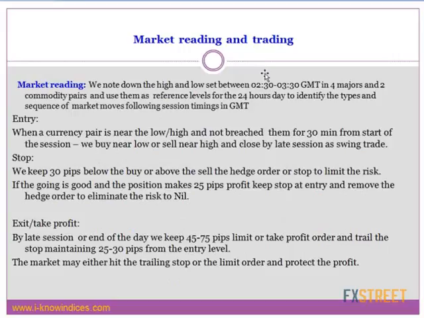Then we sell near that of the high and keep a 30 pips hedge order to limit the risk. And once the position makes profit, we try to move the stop to entry and remove the hedge order and try to trail the stop in the profit making position. Use the hedge order in the loss making position. And then try to keep about a 45 to 75 pips limit or take profit order.